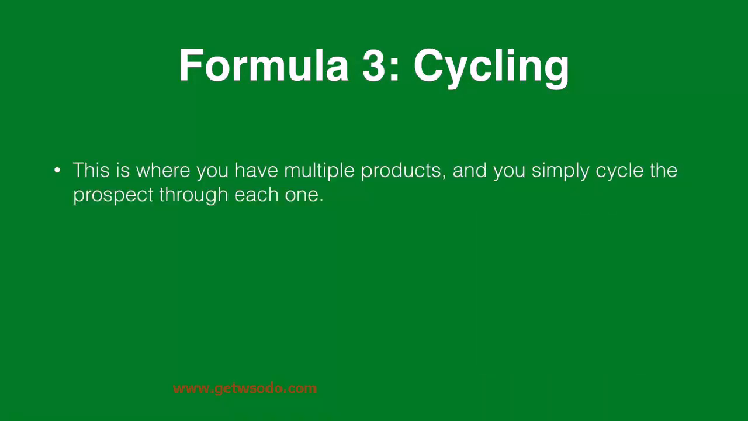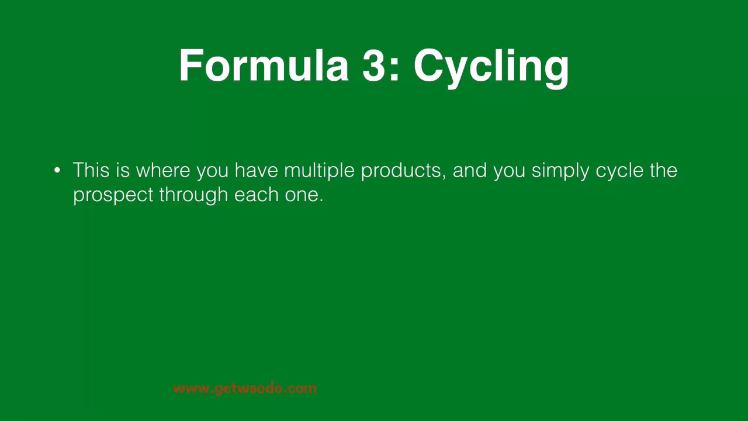And this is where you have multiple products and you simply cycle the prospect through each of those products. And in this case, they can all be the same category of product, right? Or they can be one or more of the 5 different categories of products. So it really doesn't matter. So if your main thing is bread and butter products, so if you have a whole bunch of little $97 products or whatever, cycling is going to be perfect for you.